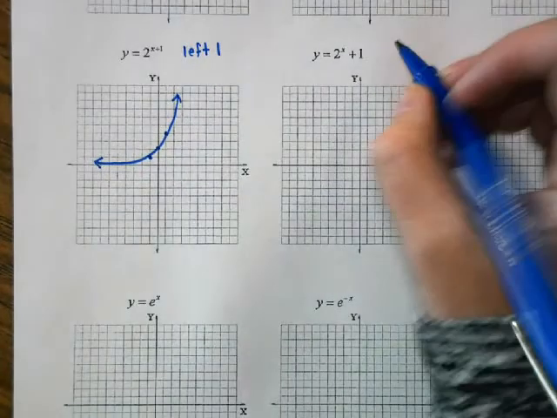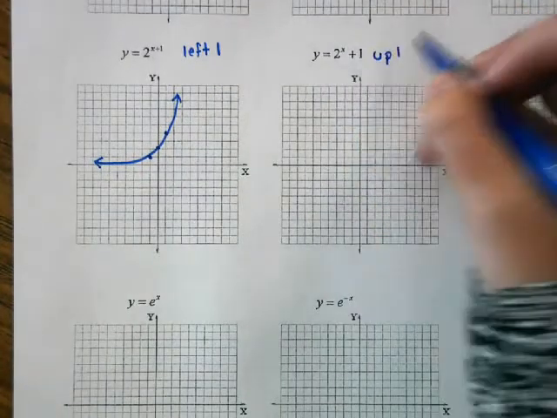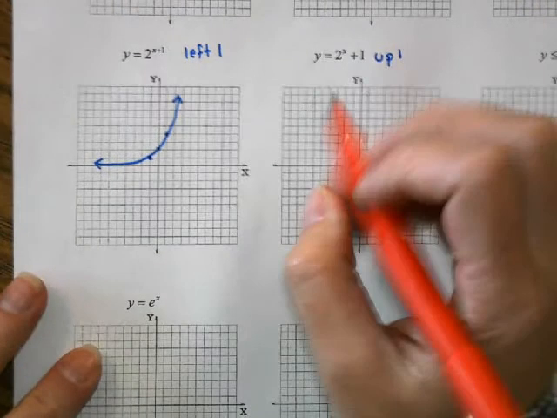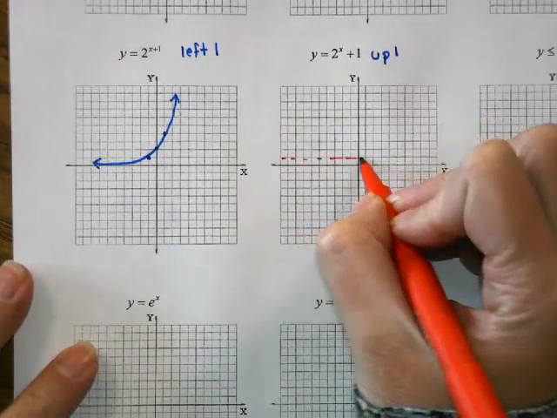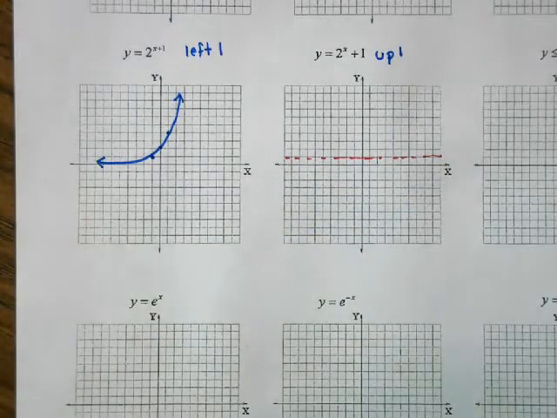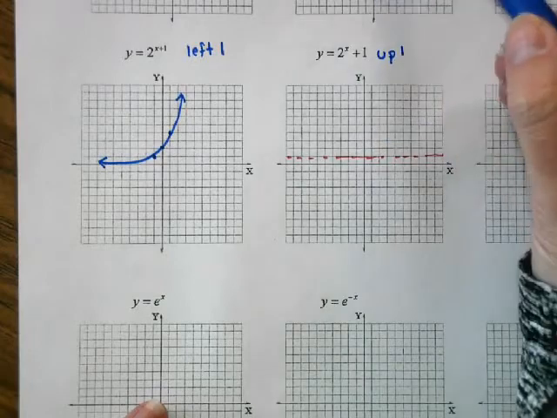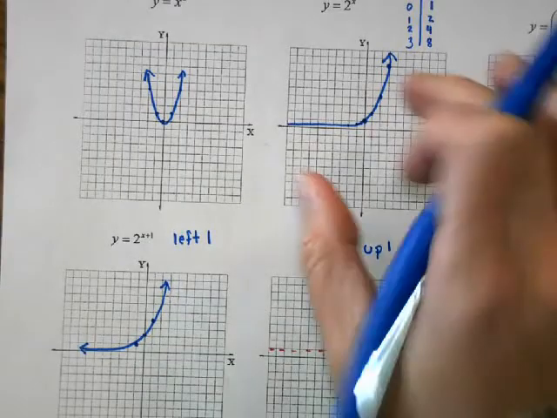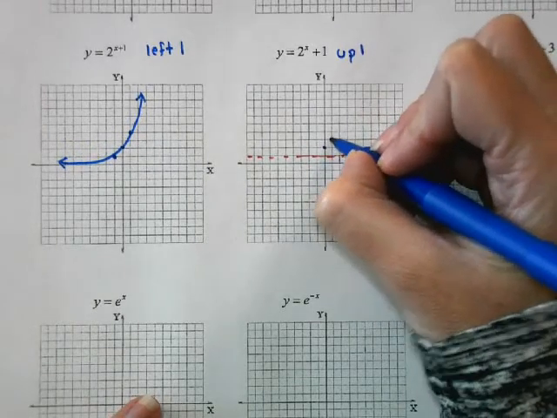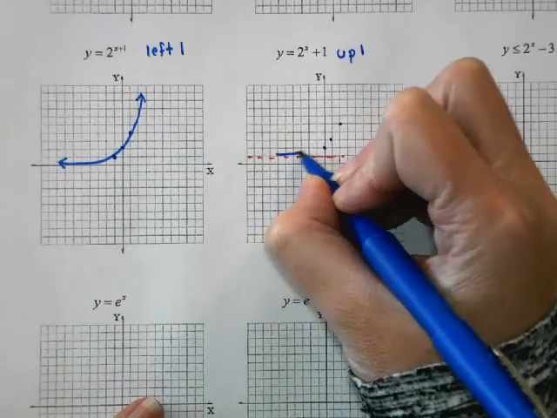The one on the outside is going to move the graph up 1. You might find it helpful when moving it up and down to draw in a new horizontal asymptote. So now this graph is just going to be moved up 1. So we're going to cross here, here, here.